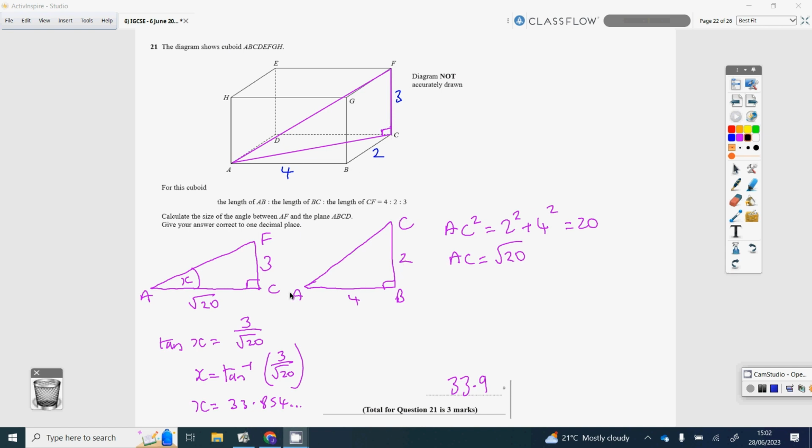So using Pythagoras, we can work out that the length from A to C is root 20. A squared plus B squared equals C squared. So I've taken my root 20 over to this diagram here. So I know my opposite side is 3, my adjacent side is root 20, opposite over adjacent is tan. So tan x equals 3 over root 20. So x equals inverse tan 3 over root 20. Pop that into your calculator, round it to one decimal place, you get 33.9.